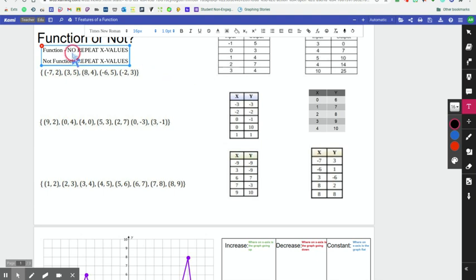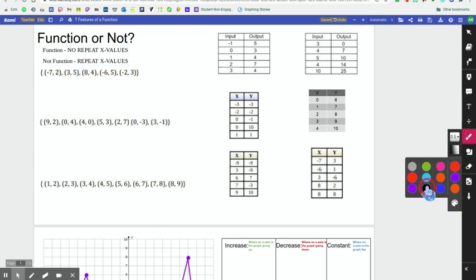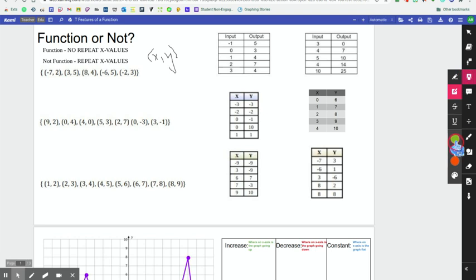So a function is no repeat x values. Not a function is repeat x values, or we see repeats. Now, these first three examples here are ordered pairs. And when we look at ordered pairs, ordered pairs are written as x, comma, y. So we're going to be looking to see if that front number in the parentheses repeats. We don't want it to repeat, so that's why we're going to look.